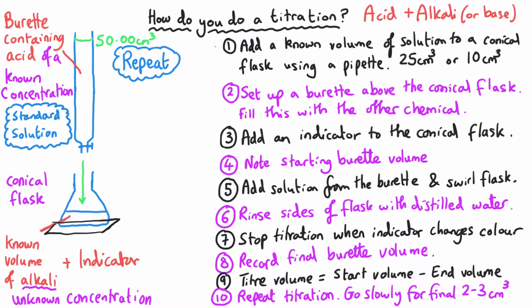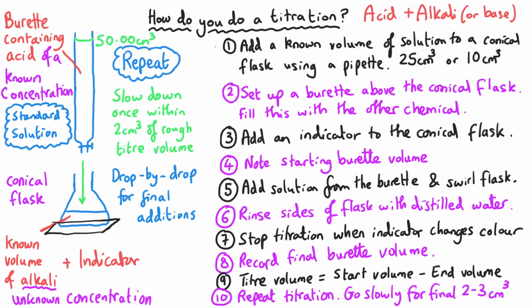This time though, what we're going to do is we slow down when we are about 2 or 3 cubic centimetres away from our rough titration that we've done before, our rangefinder it's sometimes called. So you could get up to maybe about 21 cubic centimetres quite quickly, give the mixture a really good swirl and rinse down the sides, but then add from the burette drop by drop, swirling continuously each time to really give yourself the best chance of catching that endpoint to the titration.